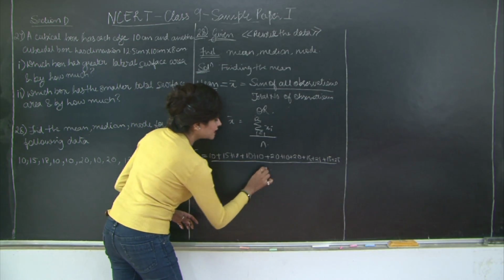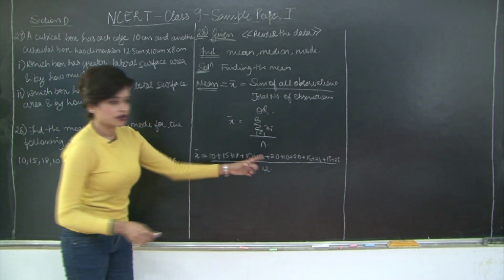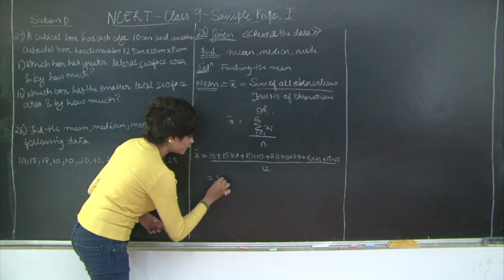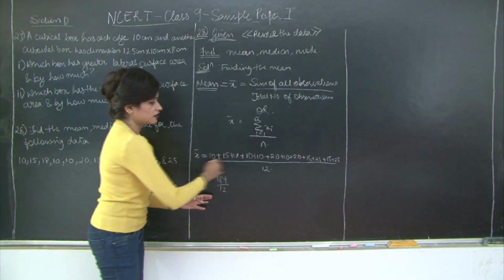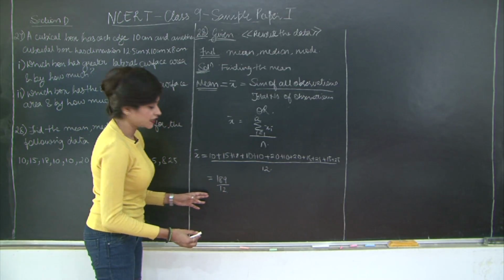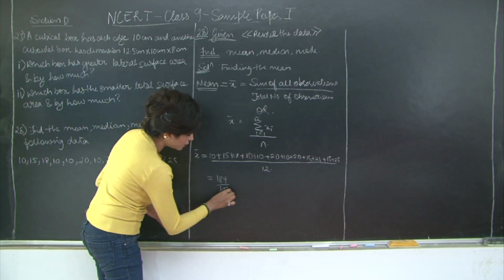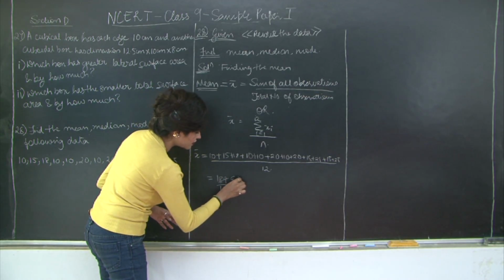So now when you add these numbers in the numerator, you will get 189. I'm not really calculating it right now. I'm sure you can do simple addition. So 189 divided by 12. So 3 4s are 12, 3 6s are 18, 3 3s are 9.